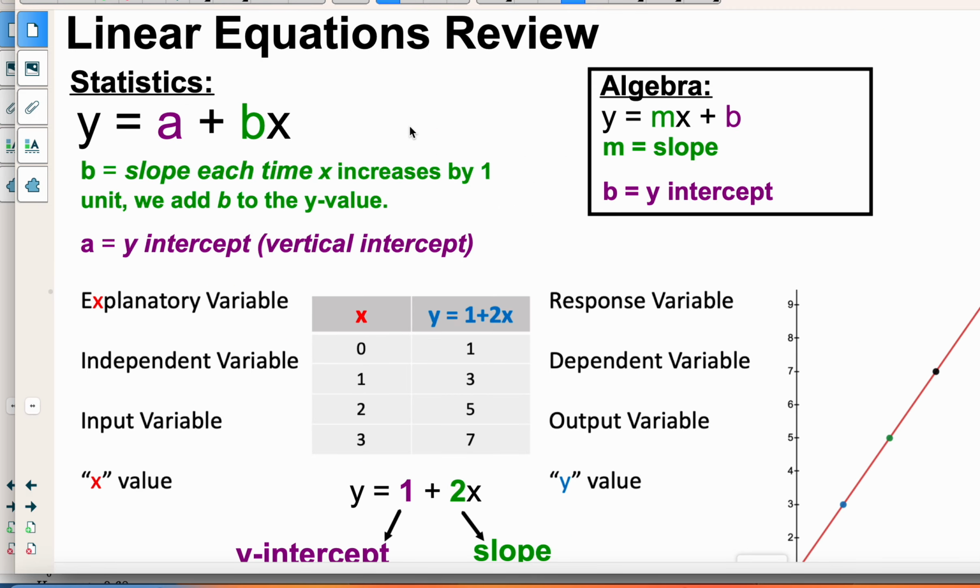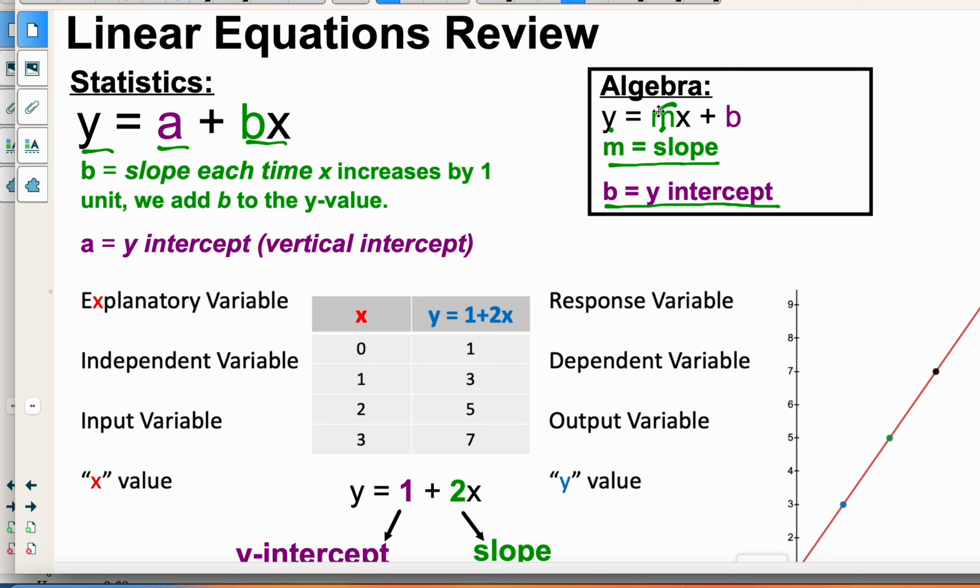So now a quick review of linear equations. When you took algebra, the standard way to write a line was y equals mx plus b. M represented the slope, b represented the y-intercept. We still have all the same pieces, but in statistics, we write it in a different order. We write it as y equals a plus bx.